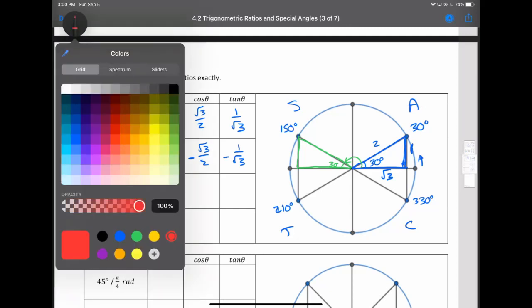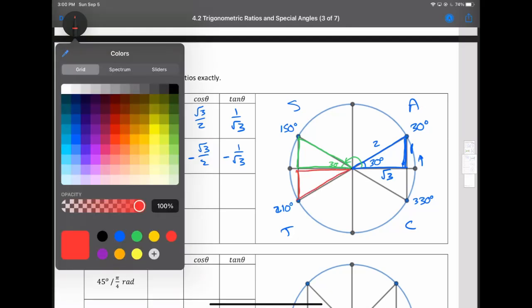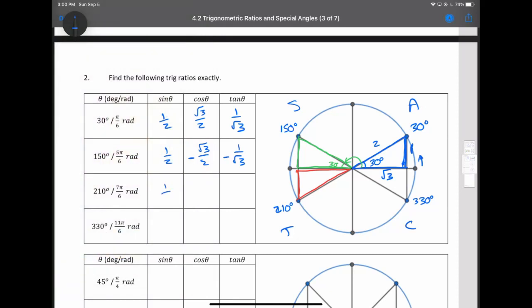And if we want to do the one for 210, same triangle as the others, so we're still going to get the same lengths, I should say. 1/2, root 3 over 2, 1 over root 3. But in this quadrant, only tangent will be positive, so this will be negative, and this will be negative. And then lo and behold, the 330, 1 over 2, root 3 over 2, 1 over root 3. And all we have to do is look at the cast rule and say in that quadrant only the cos is positive, so those two are negative.